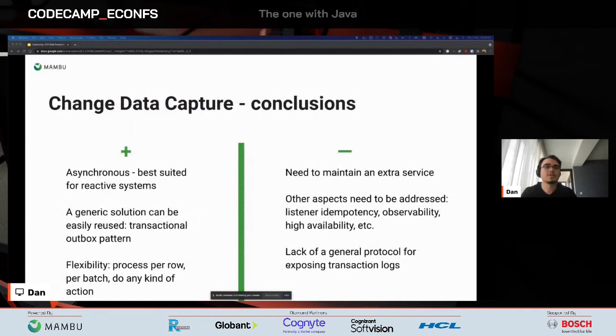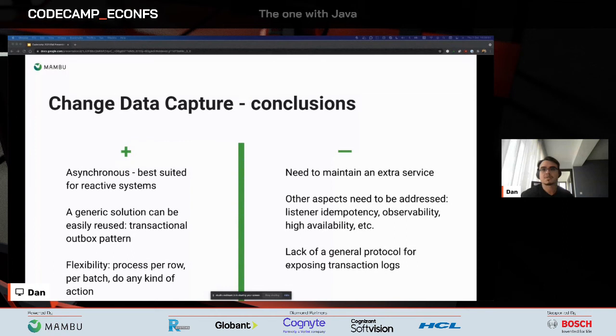So some quick conclusions regarding this pattern from a high level. First of all, it promotes asynchronous processing, so it is best suited for reactive systems. Then, as you have seen, it's very easy to implement a generic solution, so that we can reuse the same logic for any database and for any application that is looking to send such messages in a, let's say, transactional manner. And last but not least, it's completely flexible. It allows you to do any kind of processing you consider necessary, process rows one by one or per batch, publish messages, do changes directly in the database, whatever you need for your use case, you can really make it happen.